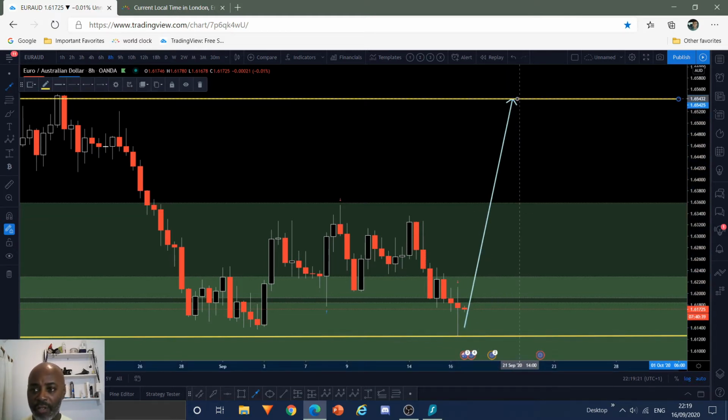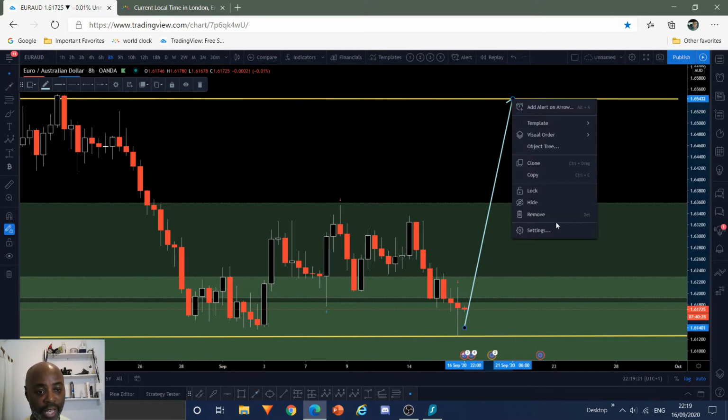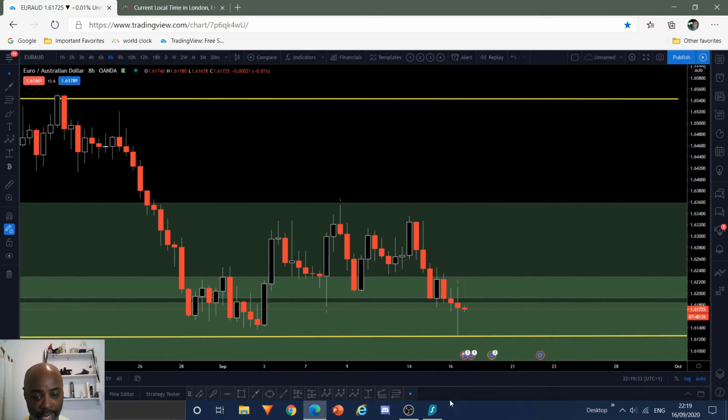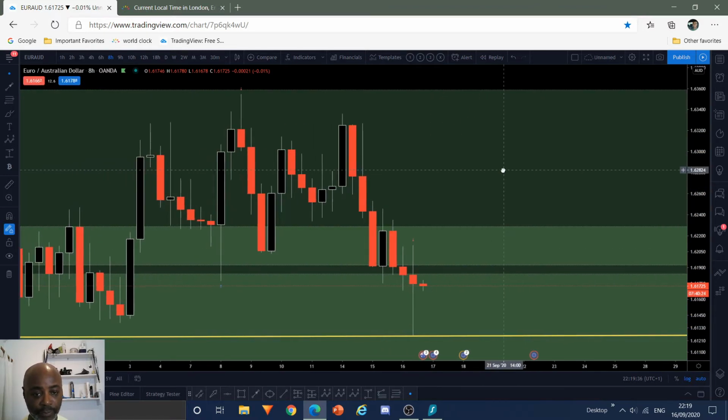So this is under the basis that we're bullish the euro, bearish the Aussie. So we're buying the euro and selling the Aussie here. So we're looking for price to go up into that area there. Now, this is the play. Let me fatten this up.